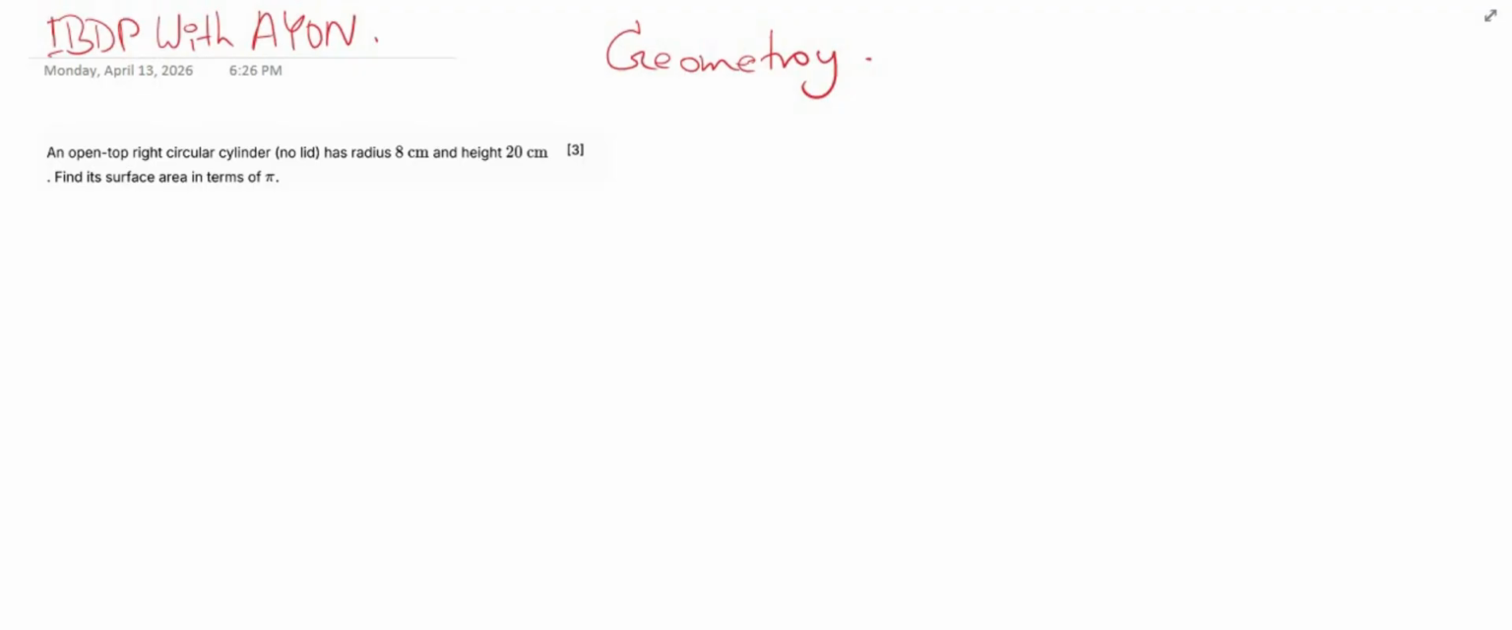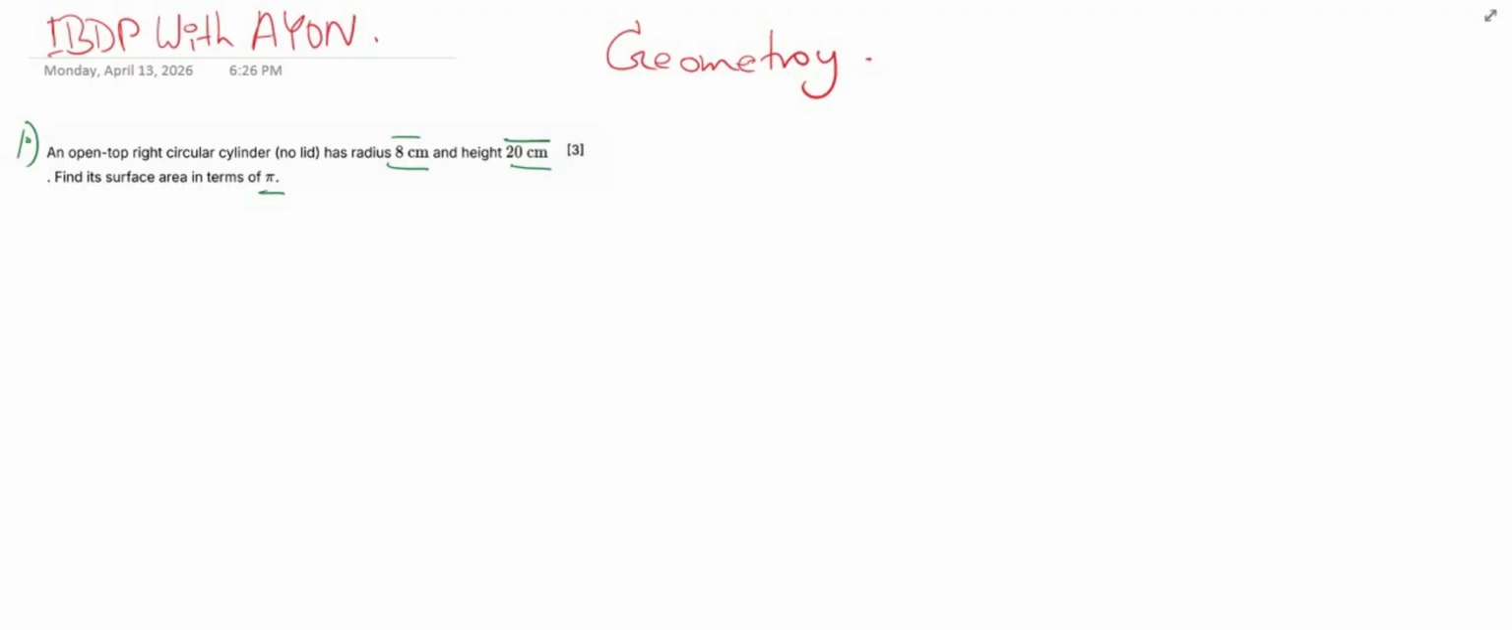Alright, so the first question asks: an open top right circular cylinder, no lid, has a radius of 8 cm and a height of 20 cm. Find its surface area in terms of pi. So we are given a radius of 8 cm and a height of 20 cm, and it is mentioned that it is an open top right circular cylinder, so there is no lid.